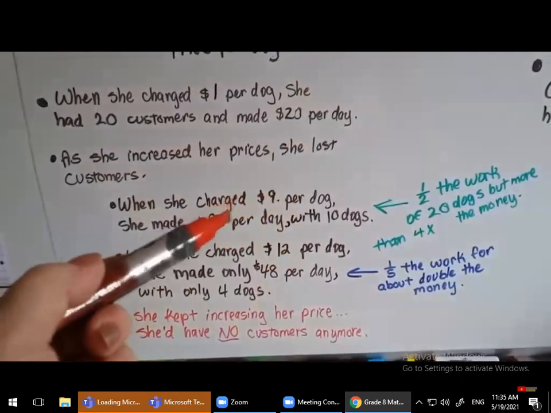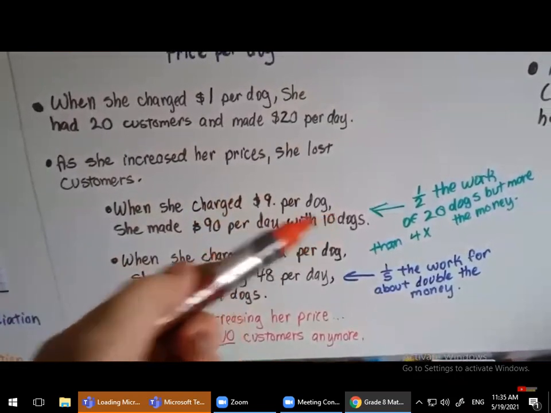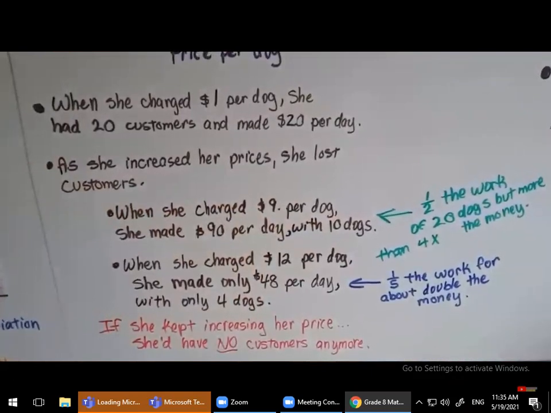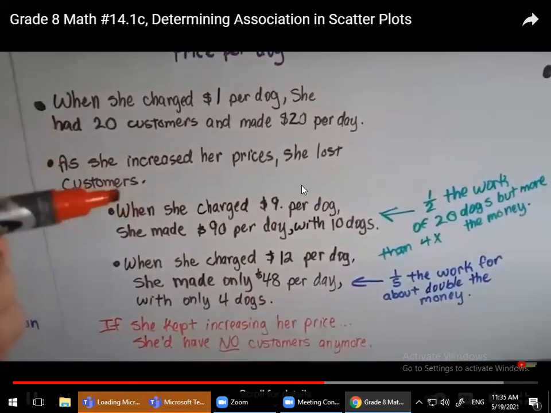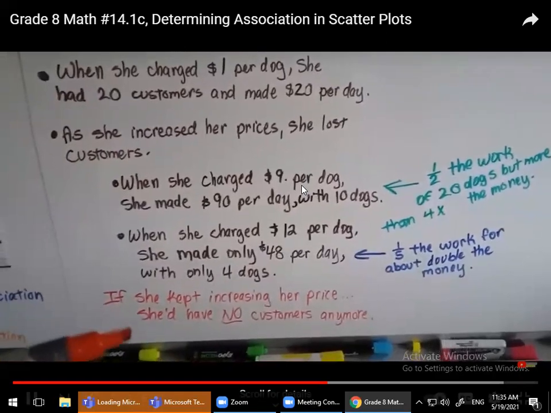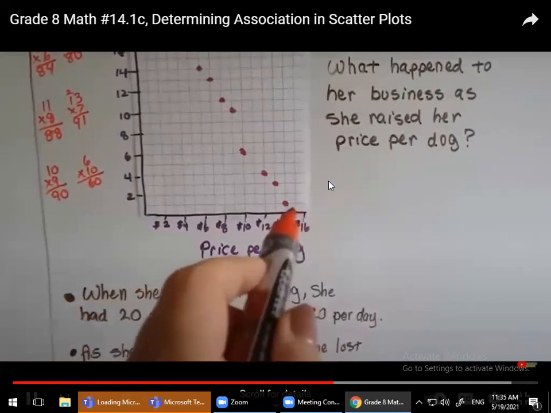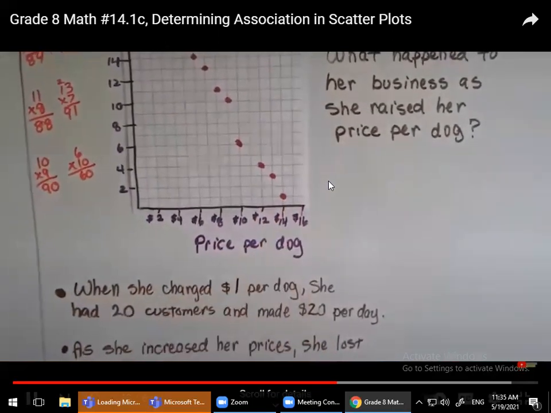When she was charging $9 per dog and had 10 dogs, that was the tipping point. That was the best place for her to be money-wise. If she keeps increasing her price, she's going to have no customers left. If she went up to $15, she might lose that one last customer. See that?